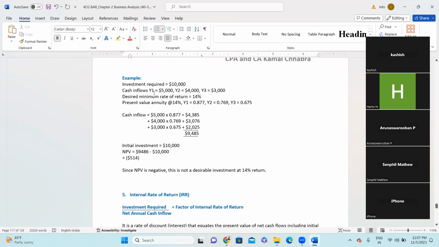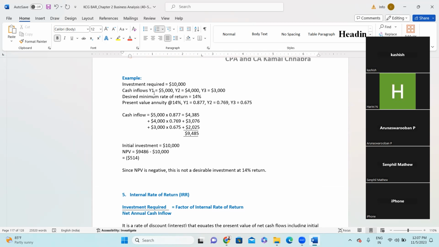So investment required is $10,000. Cash inflow in year 1, 5,000. In year 2, 4,000. Year 3 is 3,000. And desired minimum rate of return is 14%, or you can say the WACC is 14%. So the present value of annuity at 14% is for year 1, 0.877, year 2, 0.769, year 3, 0.675.